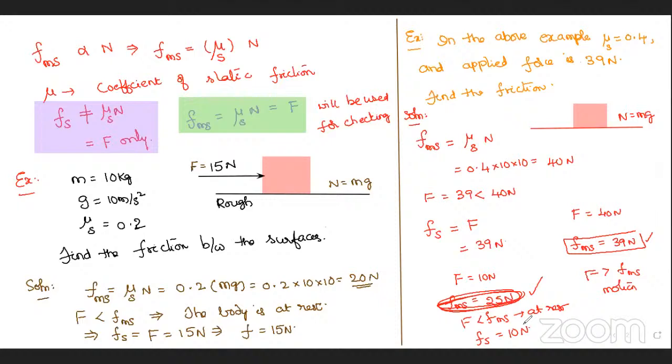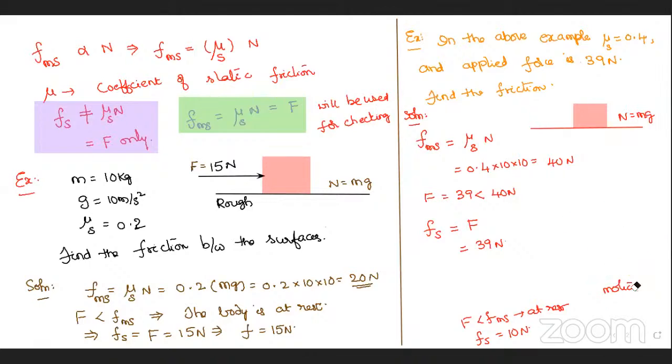So is it clear now? Good. Don't make any mistakes, particularly with static friction. If anyone asks, say FMS is used to check whether the body is at rest or in motion. It is not a formula to calculate the static friction. Static friction is always equal to the applied force.